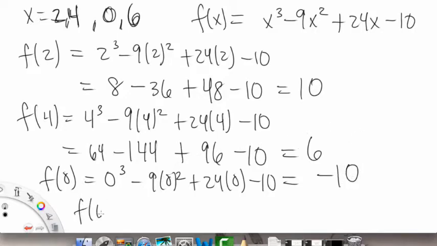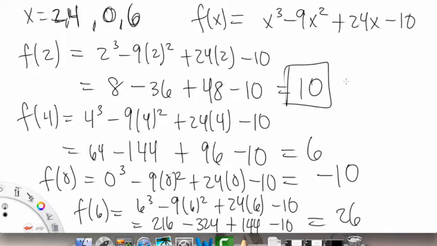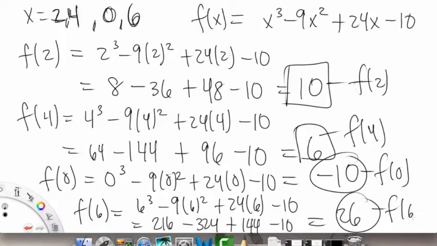And lastly, we have f of 6, which is 6 cubed minus 9 times 6 squared plus 24 times 6 minus 10. So this is 216 minus 324 plus 144 minus 10, which equals 26. Let's compare all of these values. This one is f of 2, this one is f of 4, this one is f of 0, and this one is f of 6. I'll write these on the next slide and we'll summarize what just happened.